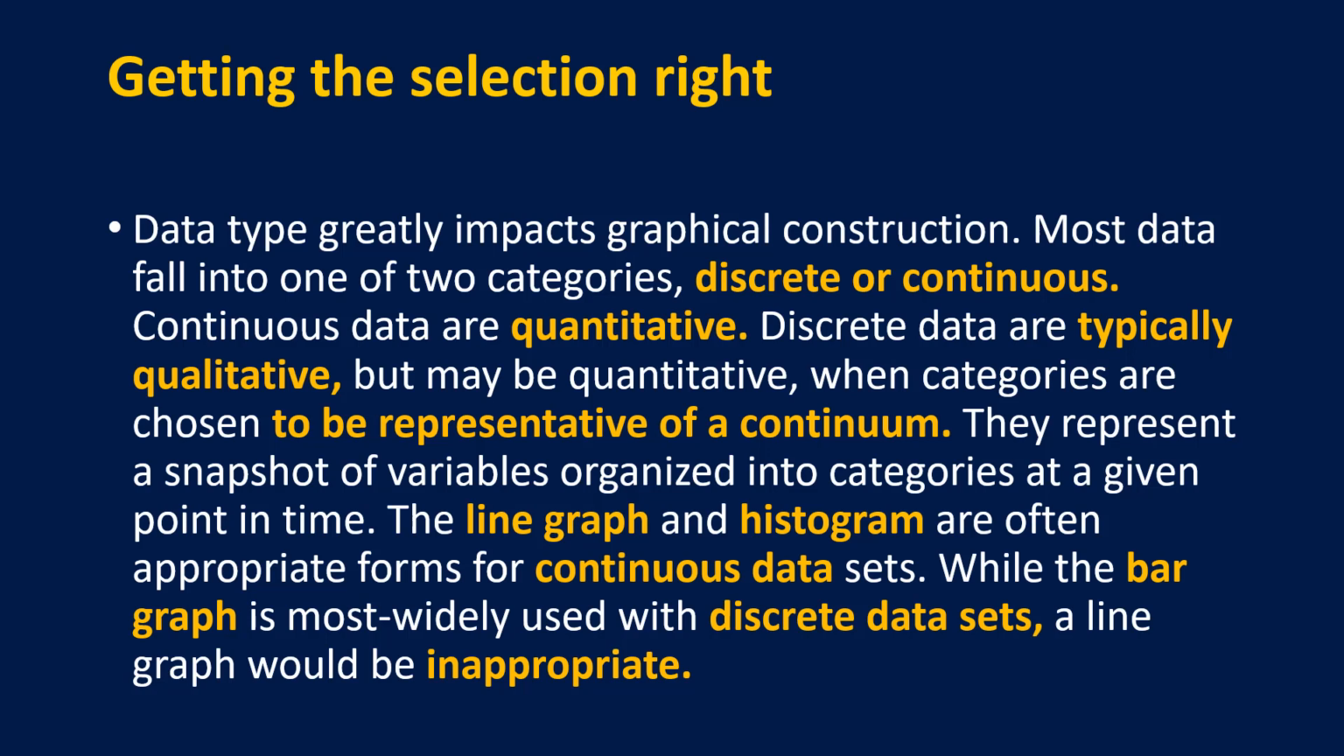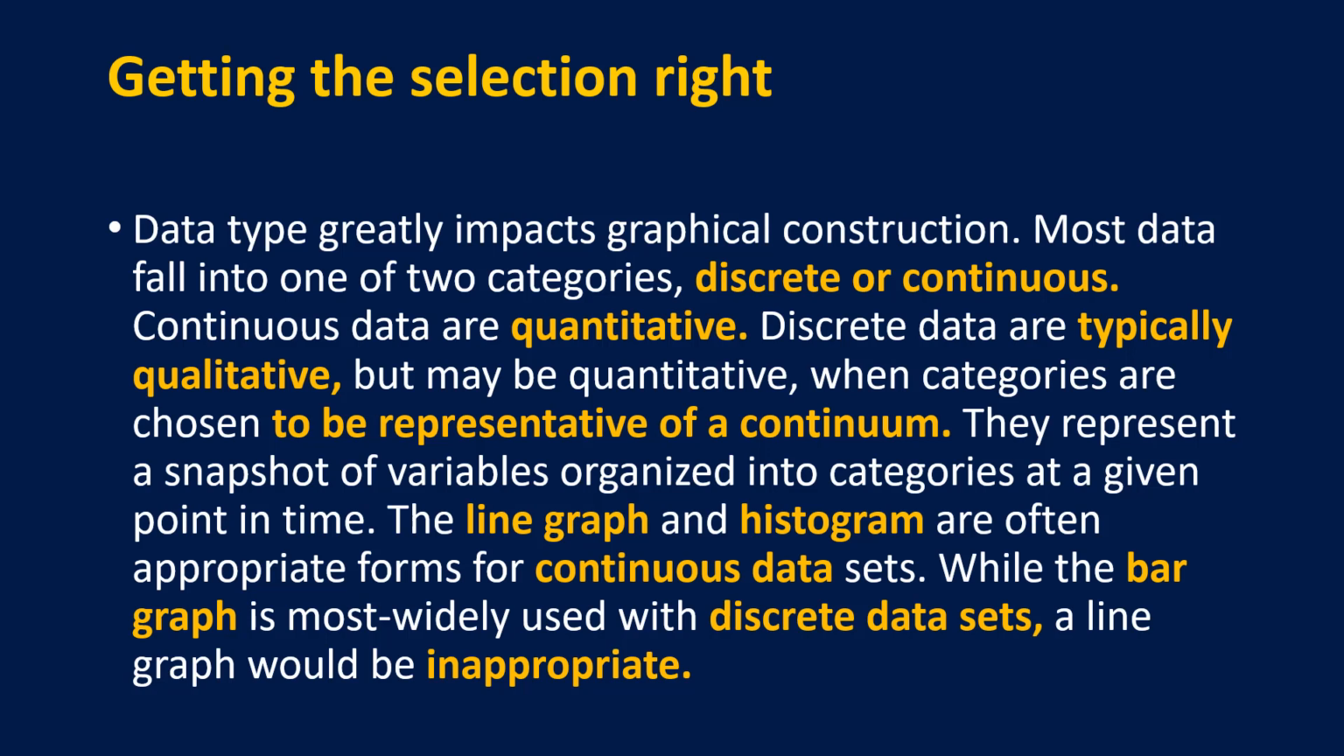There are lots of options in terms of choosing the graph. So for example, a line graph and a histogram are really useful for things like continuous data sets, whereas, for example, a bar graph we tend to use with discrete data sets. You can't use a line graph with discrete data sets.